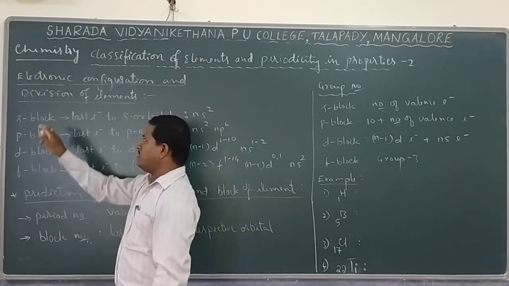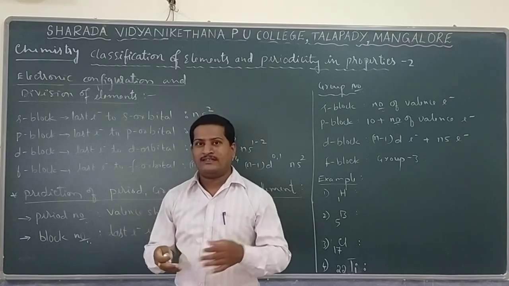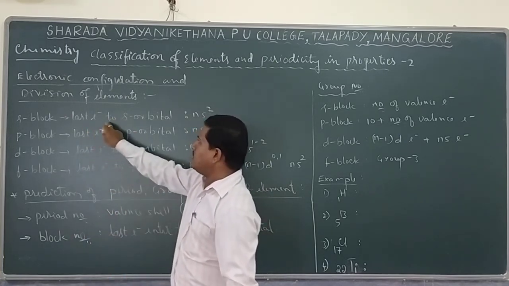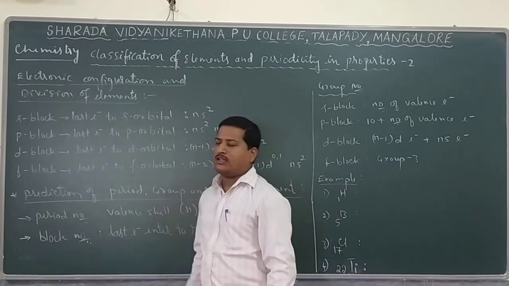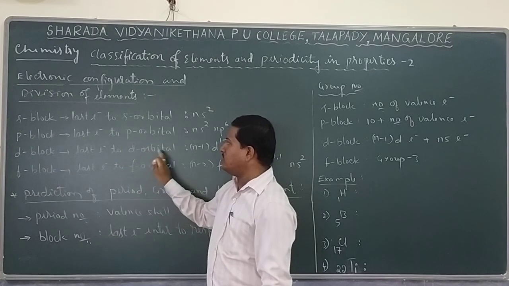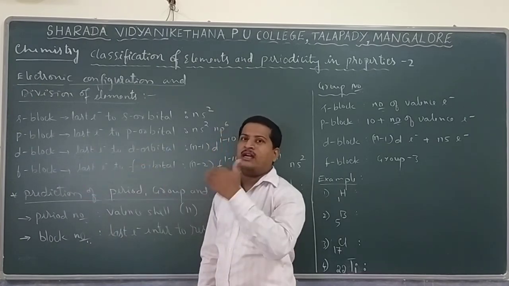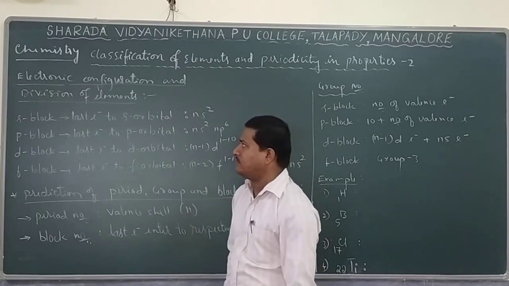So, for an s block element, if a given element is s block, how can you say it is s block? After writing the electronic configuration, if the last electron has entered the s orbital, then it belongs to the s block. If it is entered into the p orbital, p block; d orbital, d block; and f orbital, f block. So it is based on the last electron entered into the respective orbital while writing the electronic configuration.